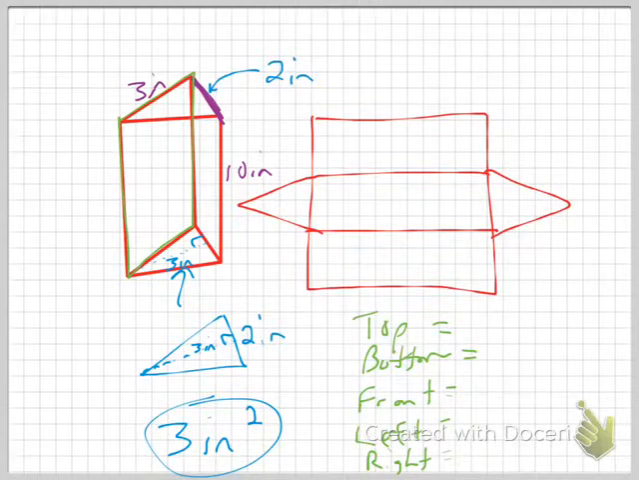How many square inches was it? Do you remember? We did this. 3 square inches. If the top is 3 square inches, then the bottom is also 3 square inches. What did we decide? Can you look at that? Have I given you enough information to tell me about the front? What do you need?